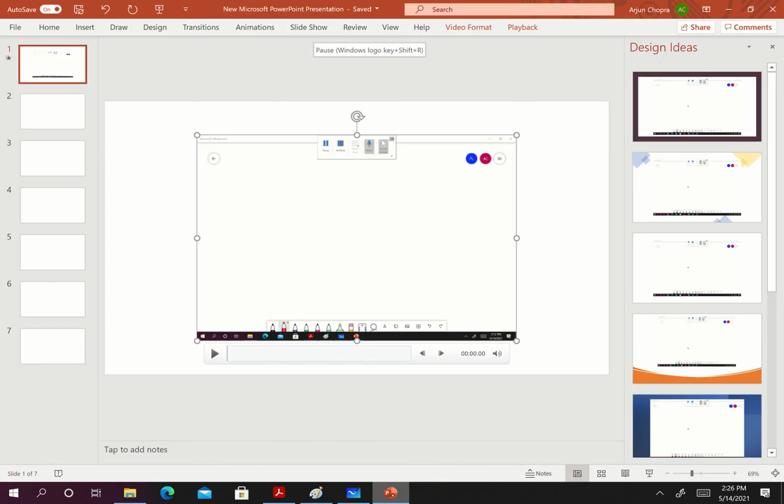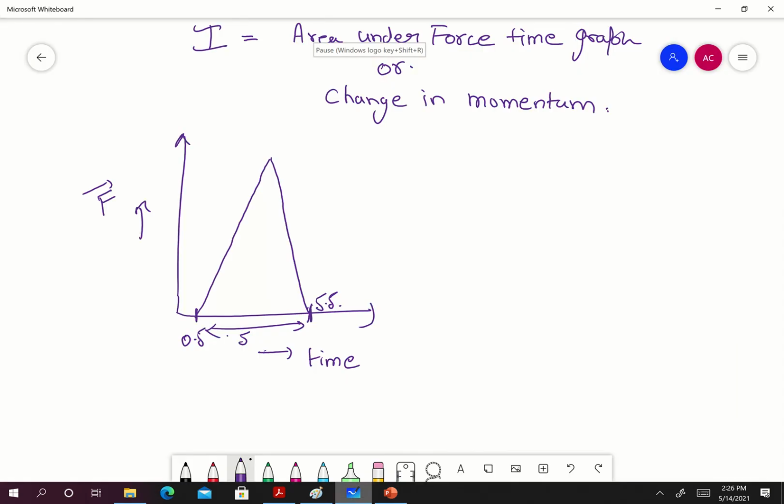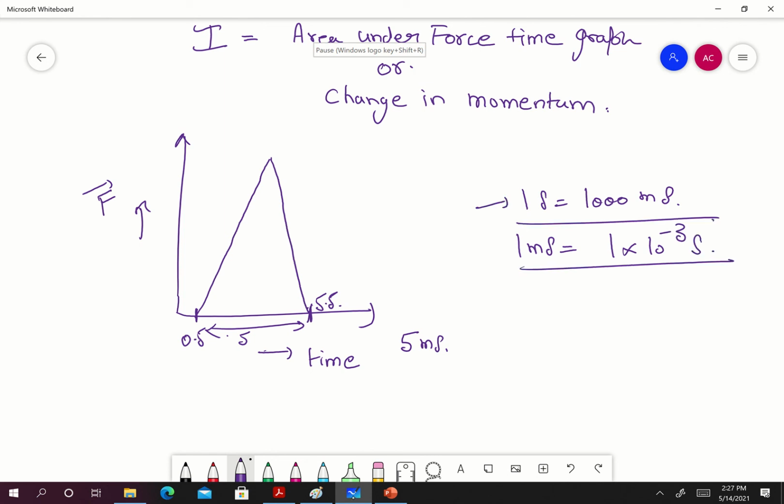Let me check the units also. So the units are in milliseconds, guys. So make sure you pay attention to the time also. So the time given to us is 5 milliseconds. 1 second is equal to 1000 milliseconds. Or we can also write 1 millisecond is equal to 1 times 10 raised to the power minus 3 seconds. Whatever way you want to remember it, you can do that.